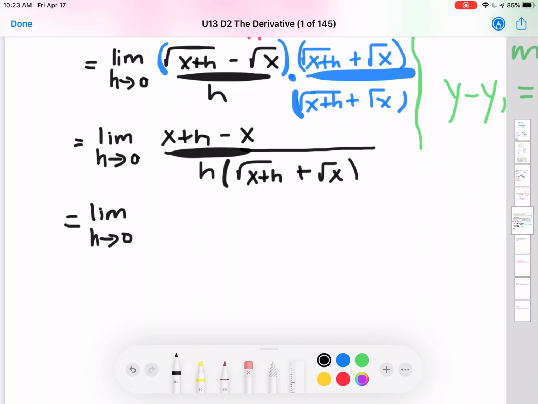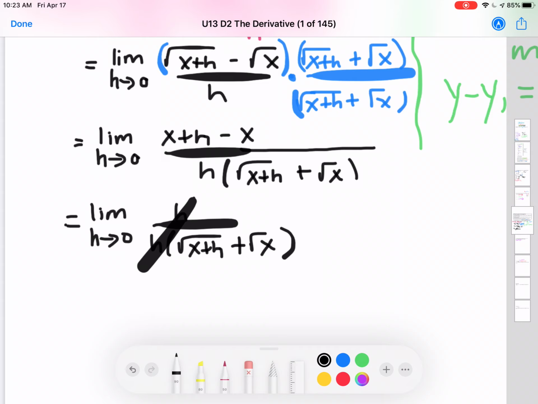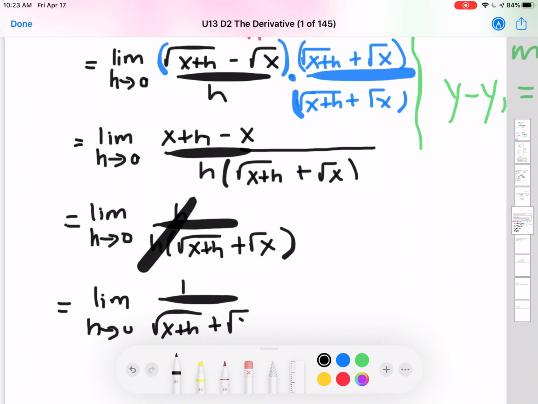Okay, so on top, our x's cancel. We're left with h over this guy. Remember, don't distribute because nice little cancels will happen. Right, these guys are gone. Whoa, this marker is getting fat. So the limit as h approaches 0 of 1 over rad x plus h plus rad x.